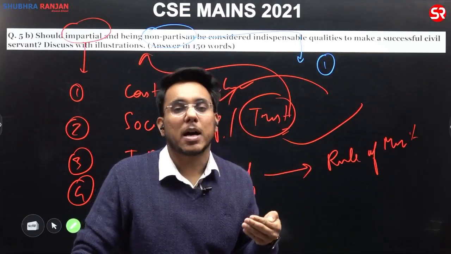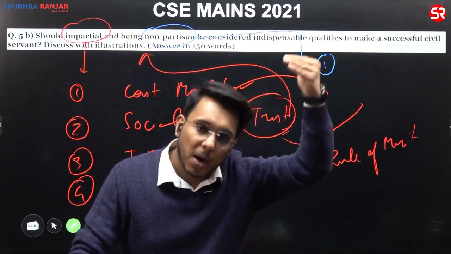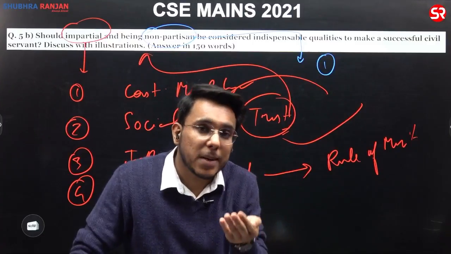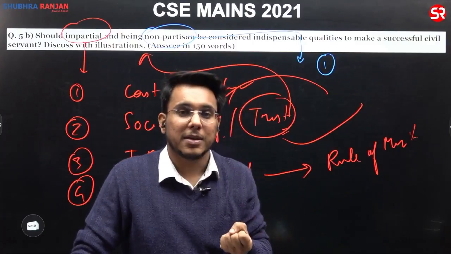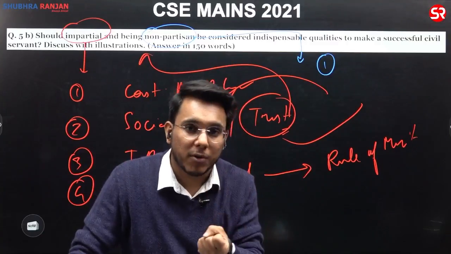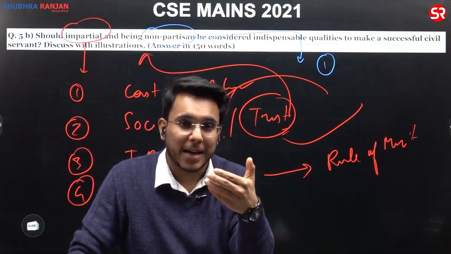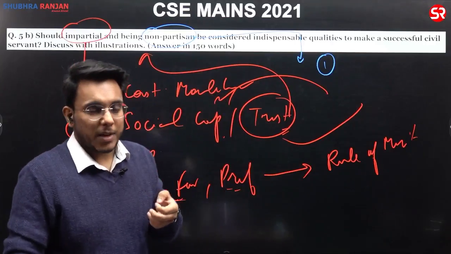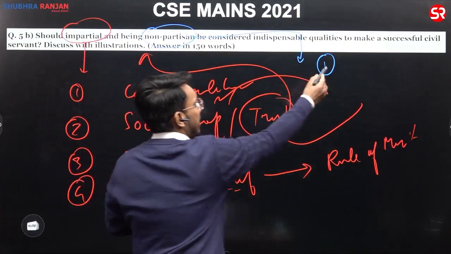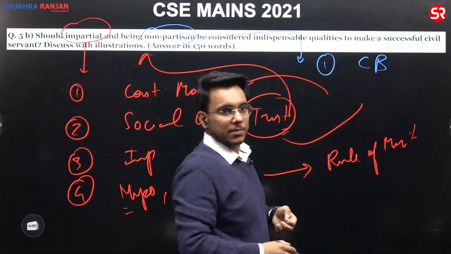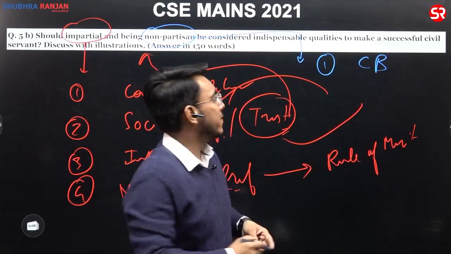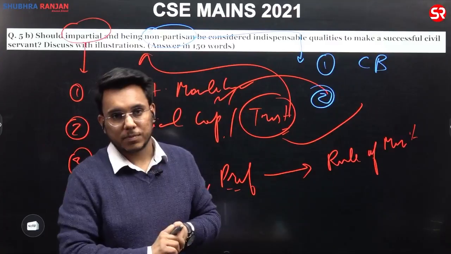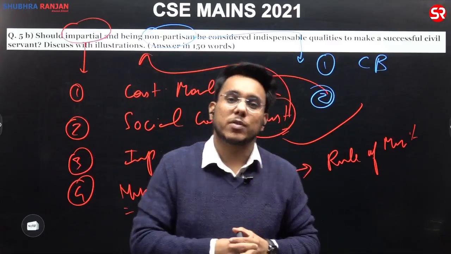But if the bureaucrats become committed to the political people, political parties, what will happen? They will not be able to ensure the rule of law. They cannot become the counterbalance. So if non-partisanship is not there, we will have a committed bureaucracy, and this committed bureaucracy cannot ensure that. Fine, they will just be toeing the line of the government.